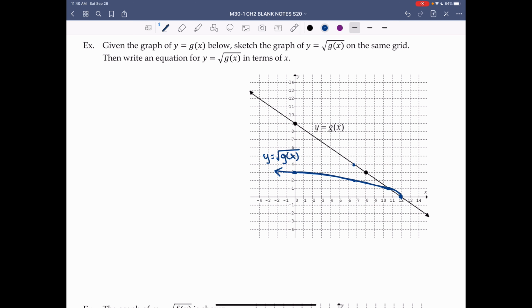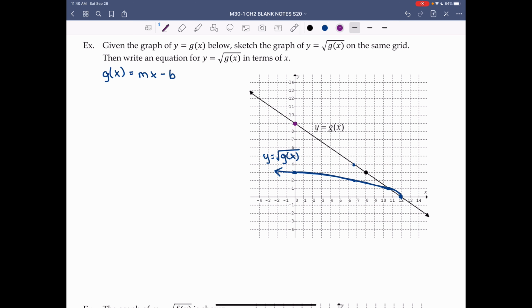Now we want to figure out the equation for y equals the square root of g of x in terms of x. First of all, we need to figure out the equation for the original function y equals g of x. g of x is a linear function, which the general form of a linear function is mx plus b, where m is our slope and b is our y-intercept. Our y-intercept, we can see, crosses the y-axis at 9, so b equals 9.